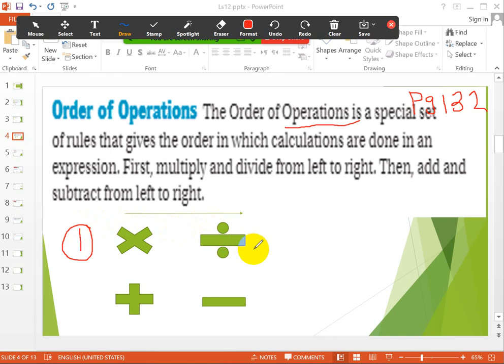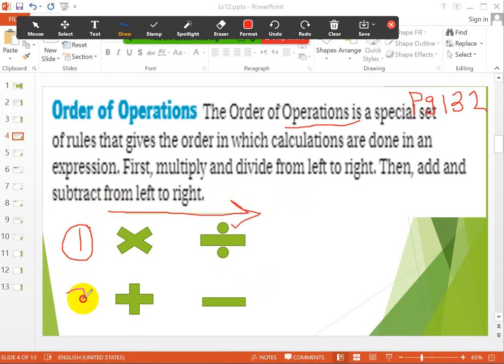How will I do it? You have to do it from the left side to the right side, and now we will see it in an example. So if you have an expression, you have to start with multiplication and division, from the left to the right.